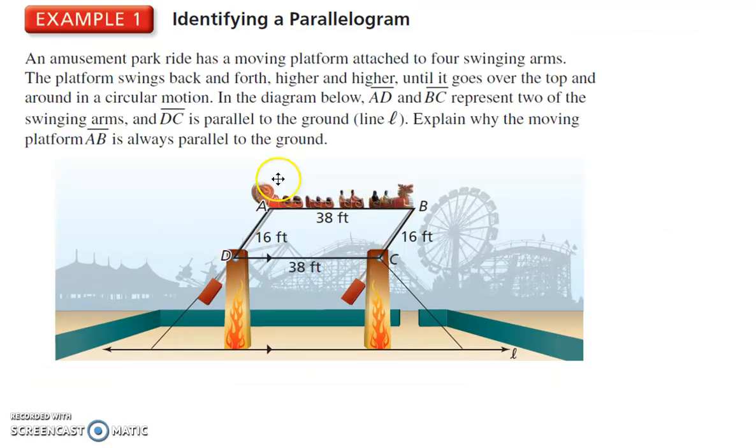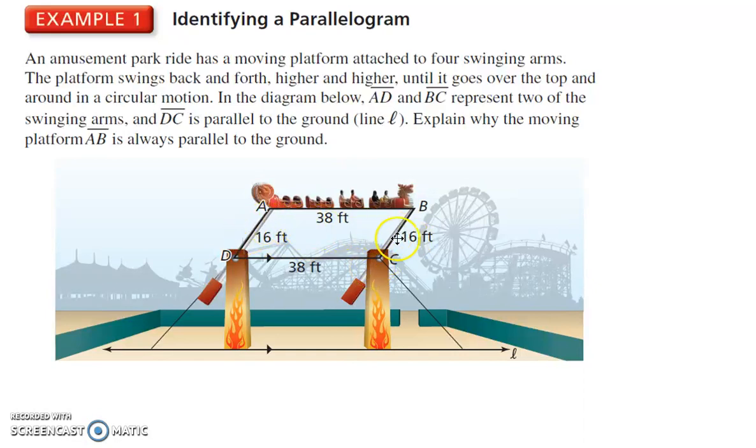Here we have, at an amusement park, a ride, kind of a swing, where this rotates around. And we know that DC is parallel to the ground. So this stretch right here is parallel to the ground. Explain why the moving platform AB is always parallel to the ground. Well, here we have AB is 38 feet and DC is 38 feet. So those two are congruent. AD is 16 and BC is 16. So those two are congruent.